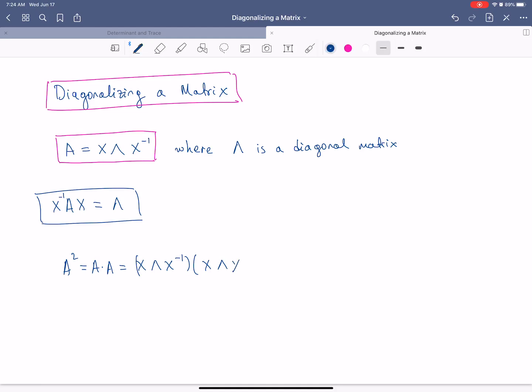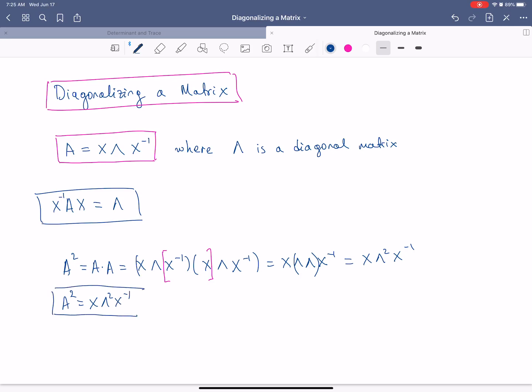Now what happens here is that I can carry out the multiplication. The associative law of multiplication allows me to multiply these two matrices first. Well, those two matrices give me the identity matrix. So really what I have is X lambda lambda X inverse. But lambda times lambda is simply lambda squared, so we get X lambda squared X inverse. So let me write those together. A squared is X lambda squared X inverse.